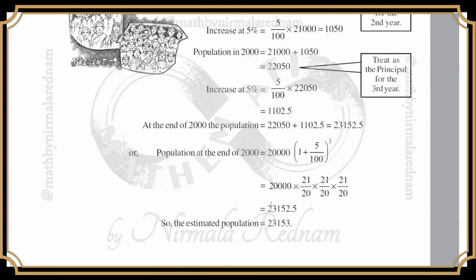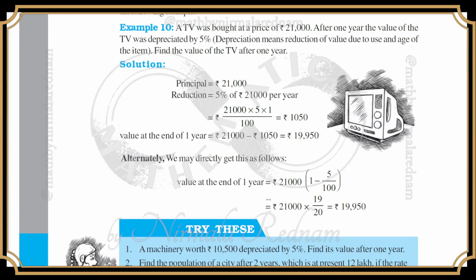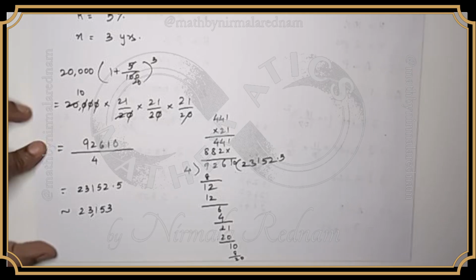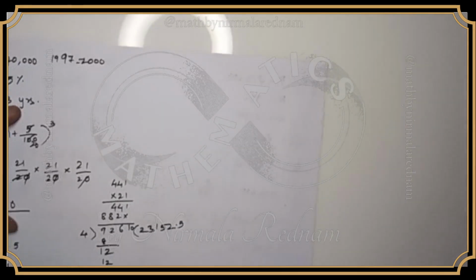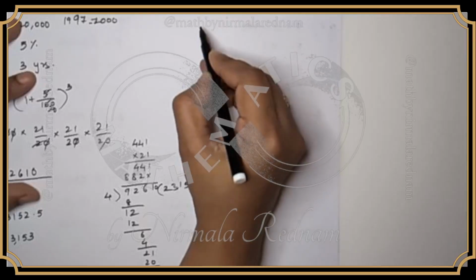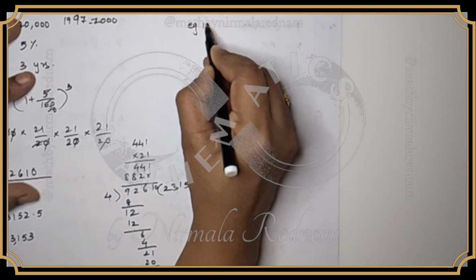There's no try this question here. A TV was bought at a price of 21,000. After 1 year, the value depreciated. We talked about this depreciation. The rate is 5%. Find the value of the TV after 1 year. So as I said, when we're talking about depreciation, instead of plus in the formula, we're simply going to get minus. We're simply going to put it as a minus sign.